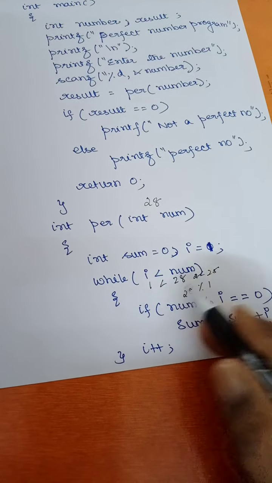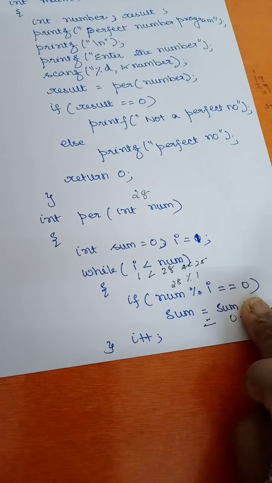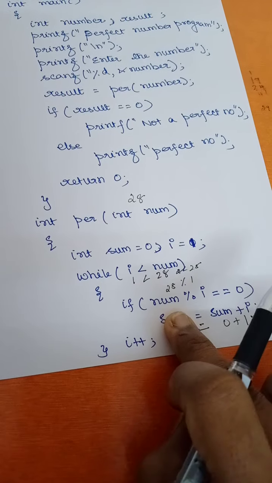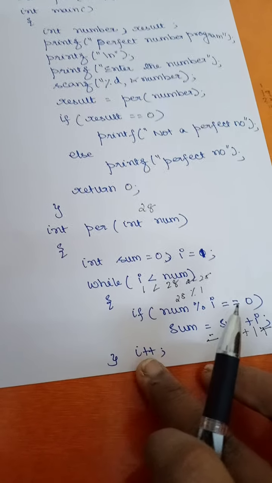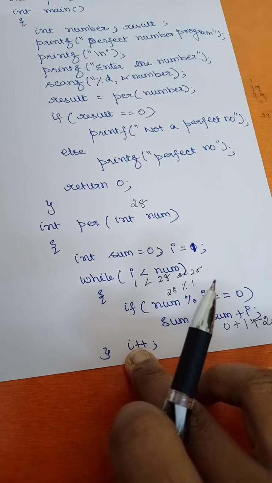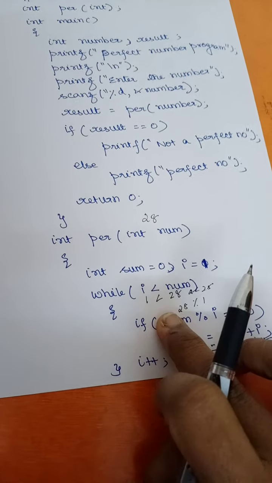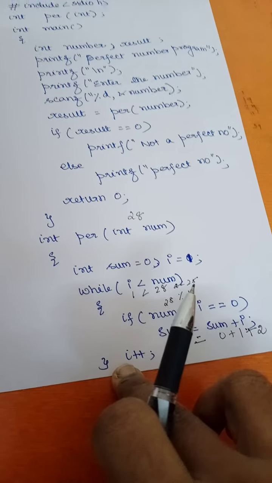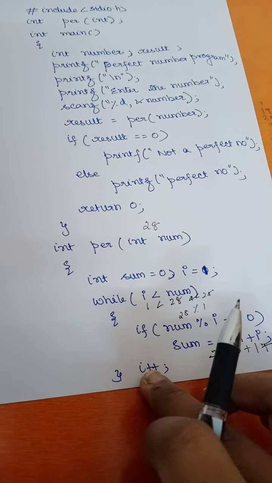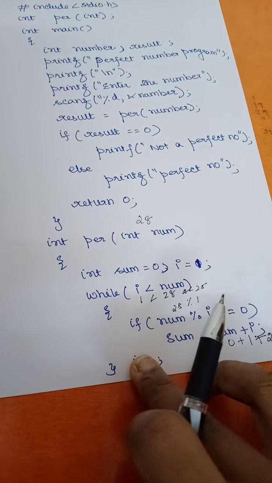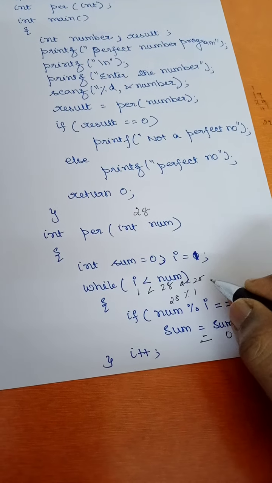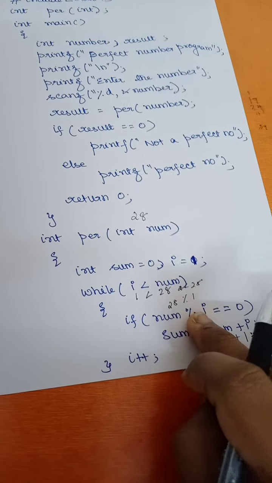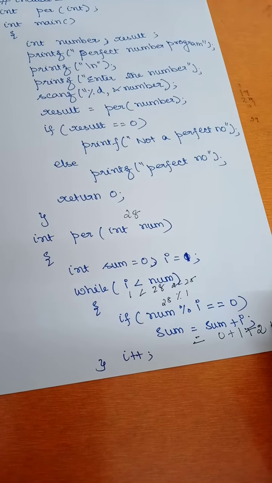3 is not divisible. So this statement will not be executed. Only if the condition is true, this statement will be executed. If it is false, then automatically it will come to i plus plus. If it is true, it will execute this statement and then it will come to i plus plus. So i plus plus means 3, 4. For 3 it is not divisible, so it becomes 4. 28 divided by 4, it is divisible. So I will add 4 with this.